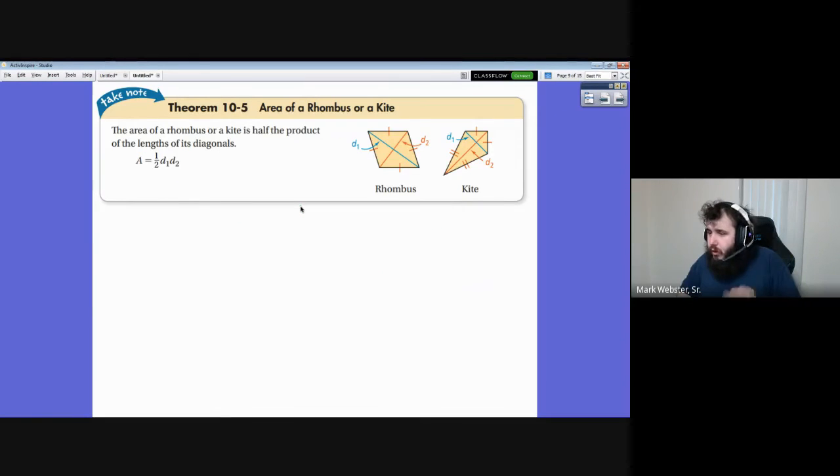So a couple things I want to talk about. So first of all, this is a formula that we're going to be able to use. Find what the diagonal lengths are, multiply those together and divide by 2.